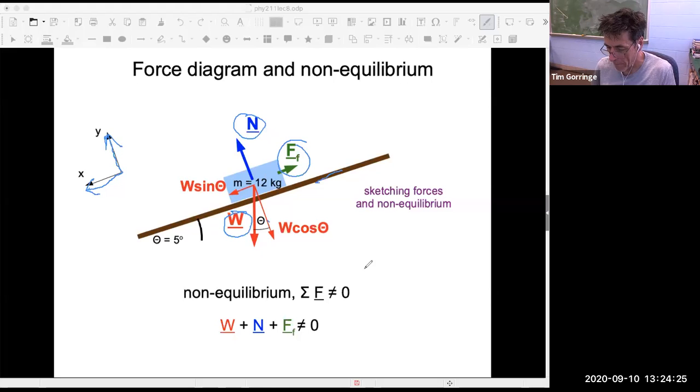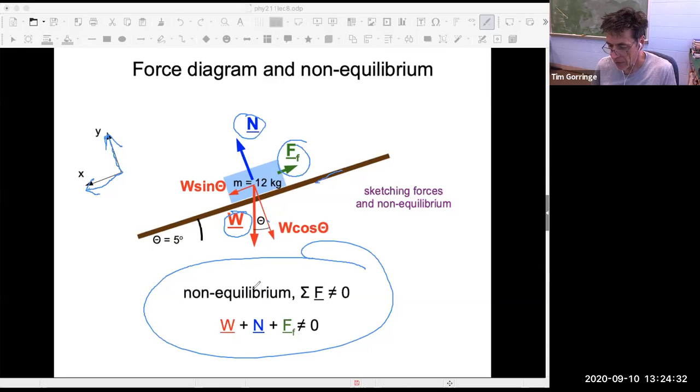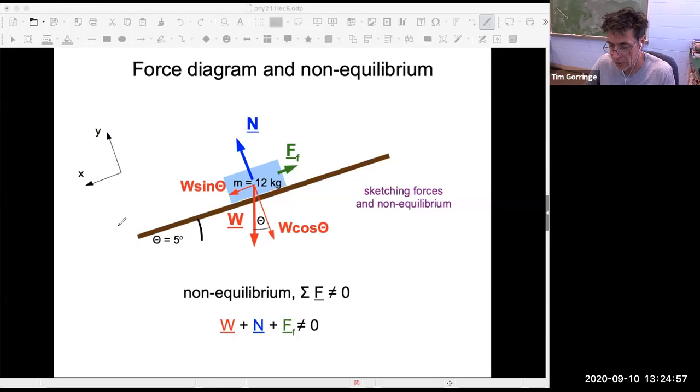But anyway, here's the expression of non-equilibrium in this case. The fact that this car is accelerating down the incline means the sum of these three forces, weight, normal force, friction force, adds up to a non-zero net force, a total force that's not zero. And that's going to cause the acceleration. And that's how we're going to find the acceleration. Okay, so let's go from the picture to the calculation.